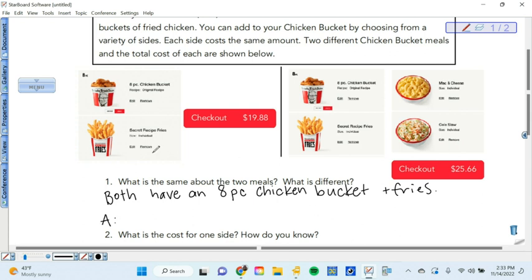Yeah, what's the cost of the first one? And how many sides does this first one have? Just one side. And we said, okay, the second one has the fries, the mac and cheese, and the coleslaw. So how many sides total does this one have? And what's the cost?